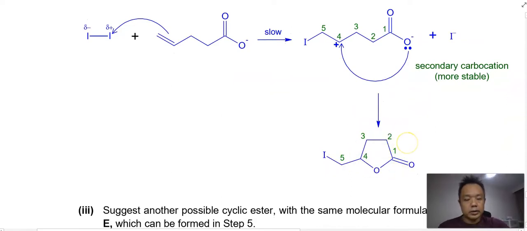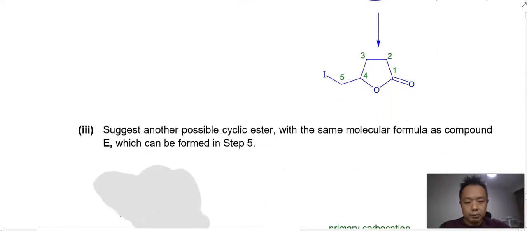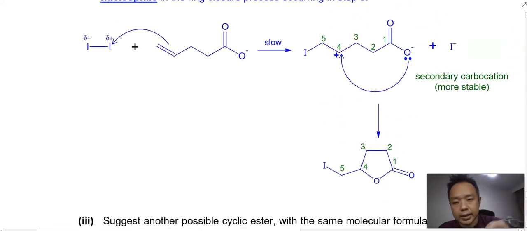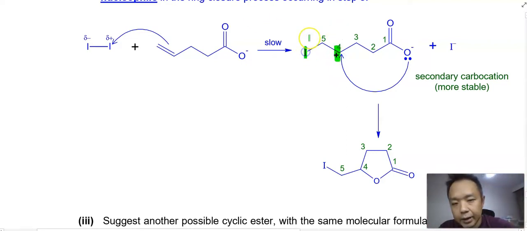Okay, so is there any other possible cyclic ester with the same molecular formula as compound E? So you can see that in this case, we generate the more stable carbocation by putting the I on carbon number 5. But essentially we can have another carbocation which is less stable though. So let's draw a carbocation.